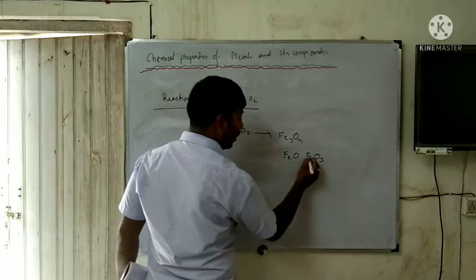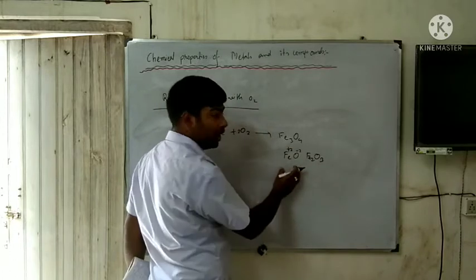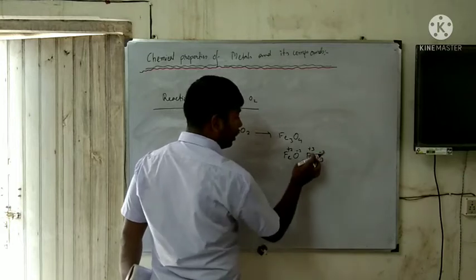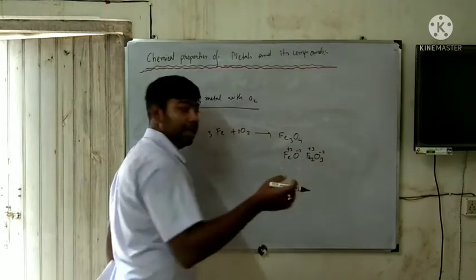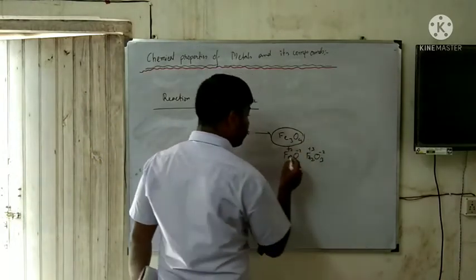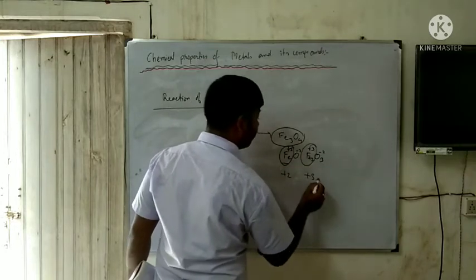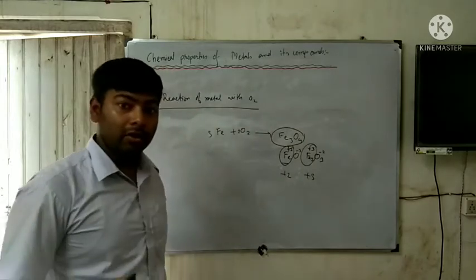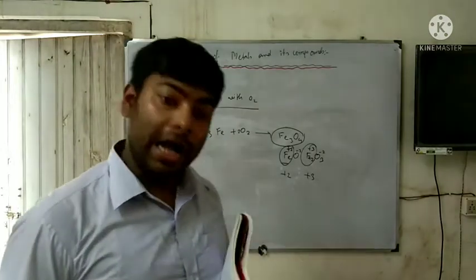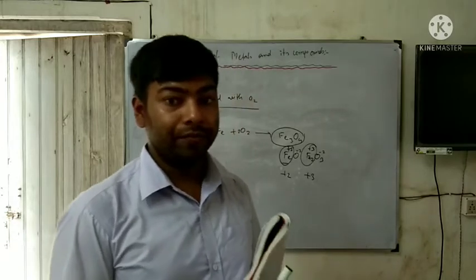Here in FeO, iron is in the +2 state and oxygen is -2, so it is neutralizing. In Fe2O3, iron is +3 and oxygen is -2: 3 into 2 is 6, and 3 into 2 is -6, so it is balancing. That's why in a single compound we get two oxidation states of iron, one +2 and another +3. Clear now? So in Fe3O4 we get two types of oxidation state of iron, +2 as well as +3.